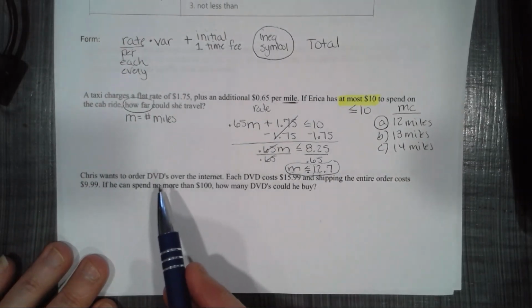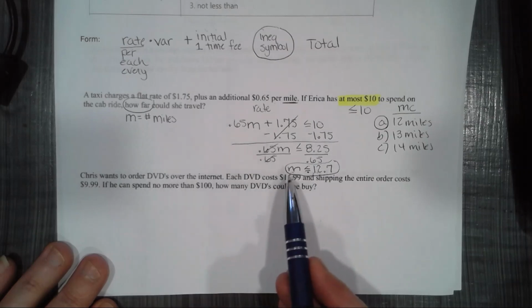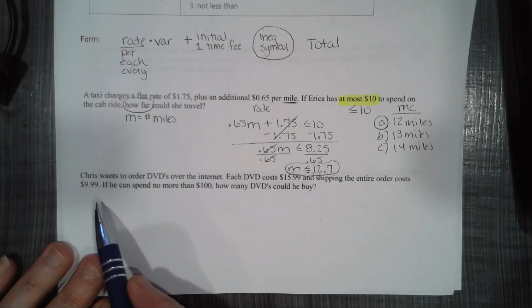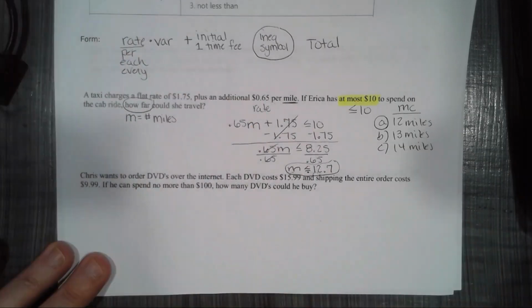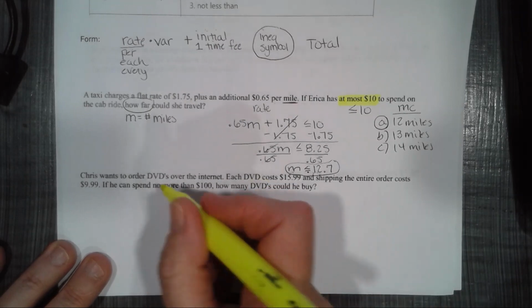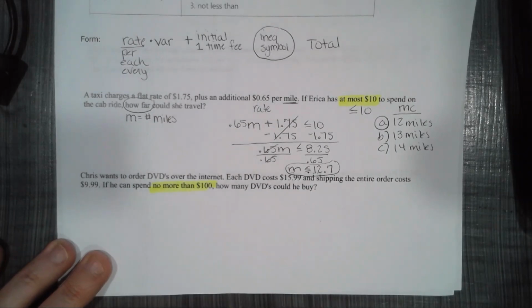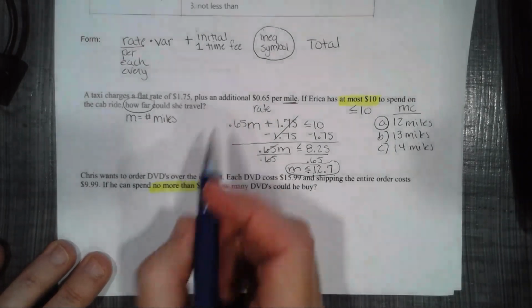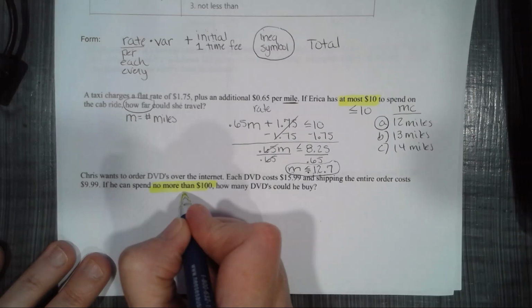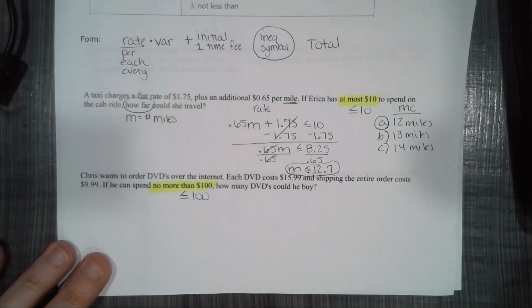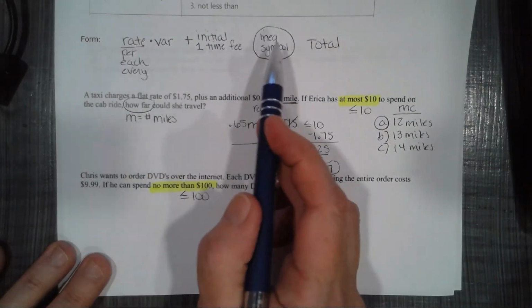So Chris wants to order DVDs. Each DVD is $15.99, and there is shipping for the whole order that costs $9.99. And here's where I always find my inequality and my total. He can spend no more than $100. So if you look to the top and figure out what symbol that is, no more than is a less than or equal to sign. No more than $100. That means he can't go over $100. Okay, so we got this part.